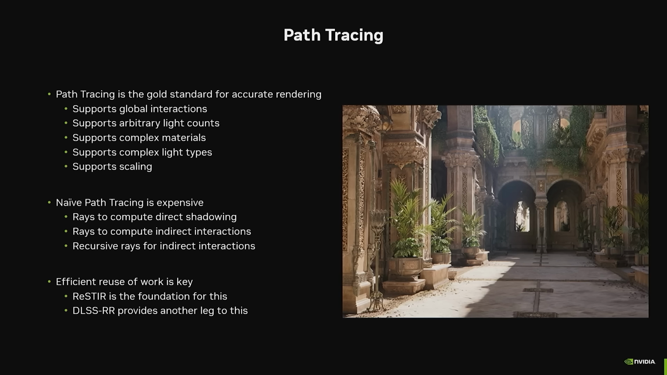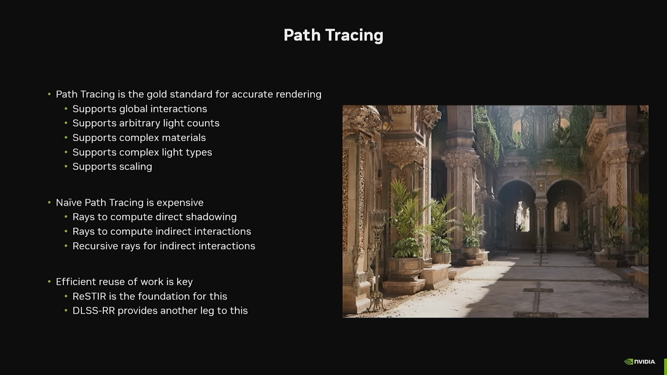So path tracing is really the gold standard for rendering today, for very complex rendering. It supports all these global interactions. It supports arbitrary light counts, complex materials, complex light types. But importantly, naive path tracing can be quite expensive because we have to have shadow rays to handle our direct lighting. We have to have rays for computing these indirect interactions that path tracing supports, and then we have to do recursive rays to light these indirect interactions. So that could be a lot of rays.